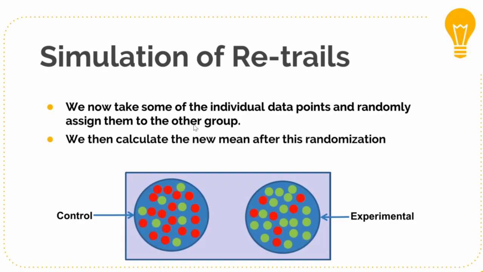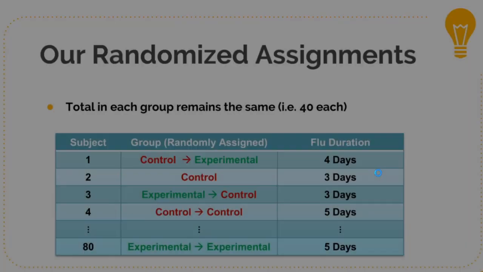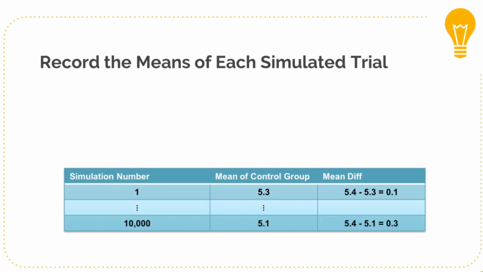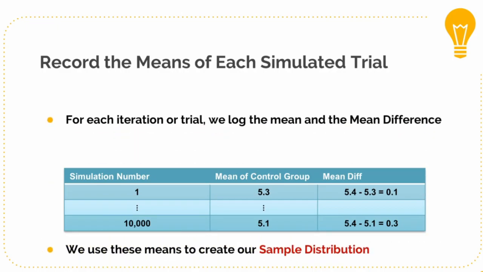What we just did is take some individual data points and randomly assign them to the other group, just like this. So why did we do that? After we do the swap, we calculate the new mean after this randomization. Let's take a look at how it looks. Imagine we're moving subject 1 in our results table from control to experiment, and we're doing it randomly for some subjects in this group, and the total remains 40 each.